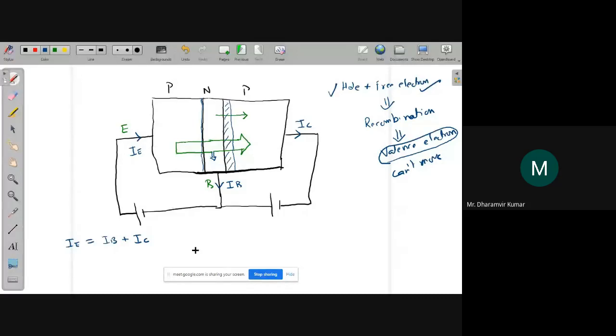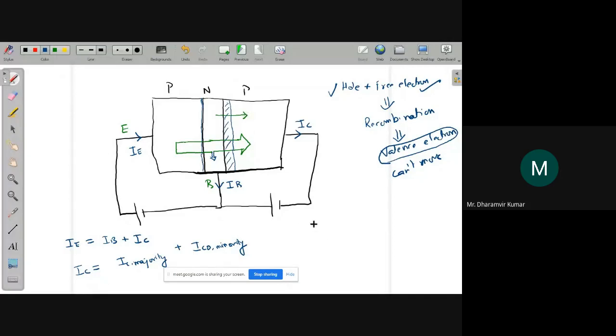We can see that the collector current consists of two arrows, one thin arrow and one thick arrow. The thick arrow is because of the majority charge carriers, and the thin arrow is because of the minority charge carriers. So we can write that IC, that is the collector current, consists of IC majority plus ICO minority. So collector current consists of two components: one majority charge carriers part, and the other minority charge carriers part.